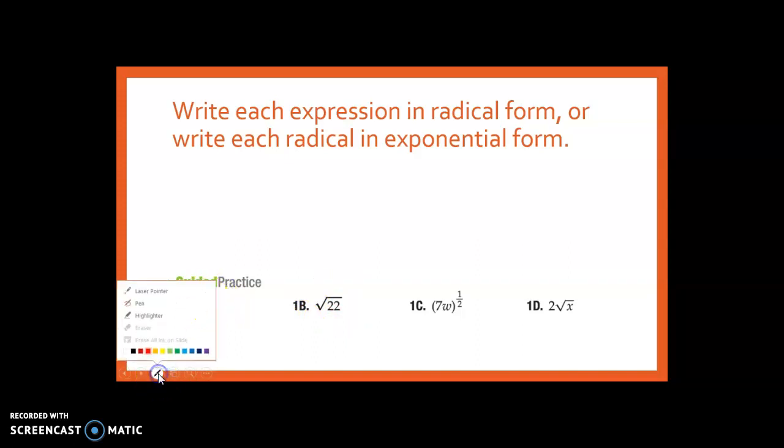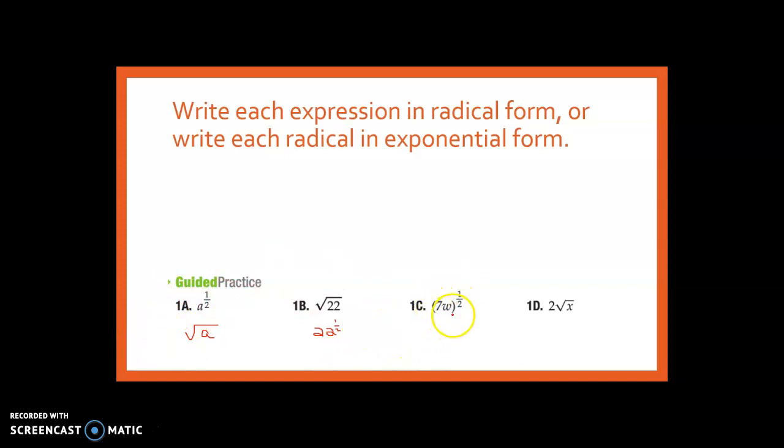So if I can get this to work this time, looks like I can. A to the 1 half, we've got to turn it, it's exponential, we've got to turn it into a radical. So the 2 in the denominator means square root. So I'm going to take the square root of a. Same thing with 1b, it's the square root of 22, and square root is the same thing as 1 half, so we can write the base of 22 to the 1 half power. And yeah, you guys can copy this on your paper with me.